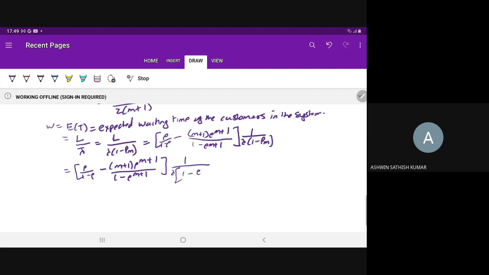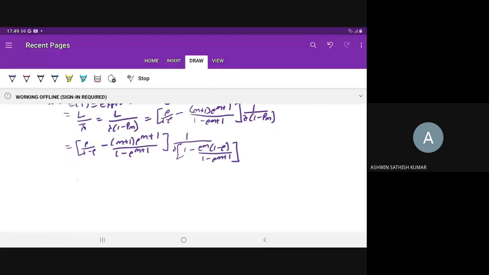What is the Pm? It is rho to power m into 1 minus rho upon, what is the P naught, 1 minus rho to power m plus 1. That is the value of the Pm. So when we solve this, it is 1 upon lambda into rho upon 1 minus rho minus m plus 1 into rho to power m plus 1 upon 1 minus rho to power m plus 1.